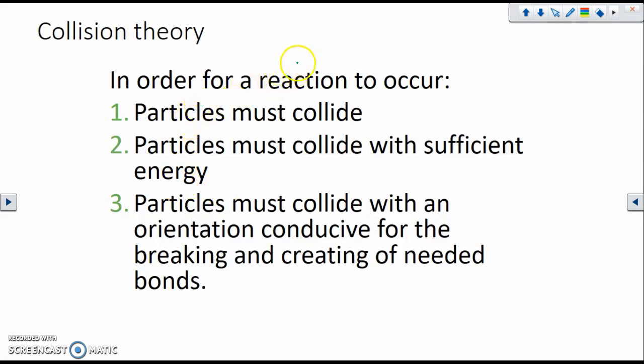I'm going to talk about a factor: how do you make reactions more likely? One of the ways you can make reactions more likely is the application of heat. And why does the application of heat increase chemical reactions? Well, it's because heat affects collision theory.